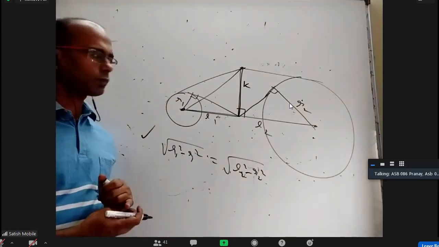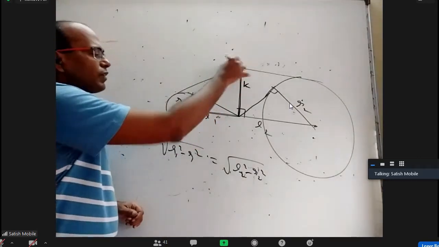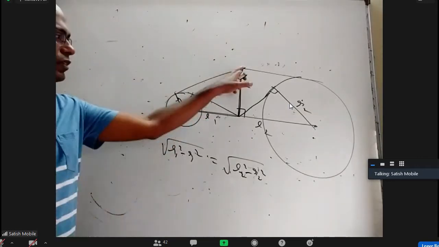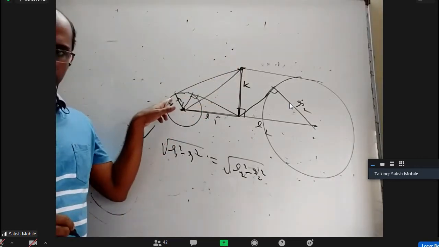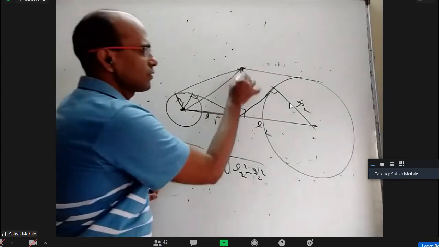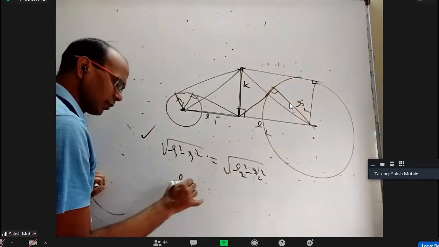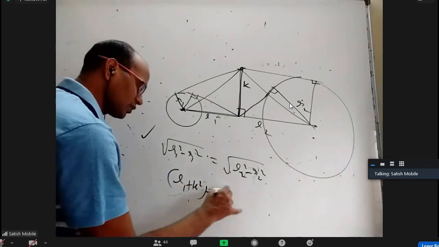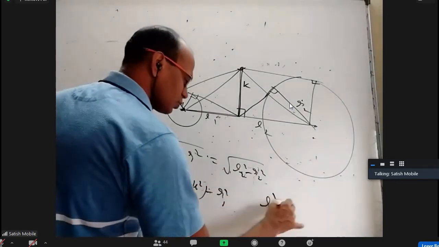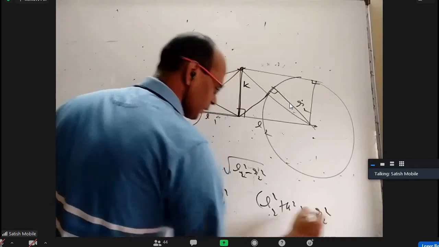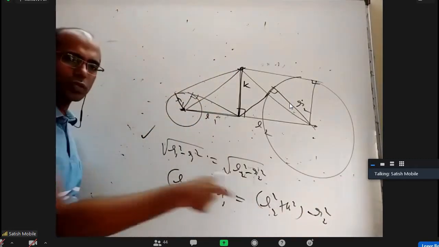L1 square, L1 square plus k. Now from that point, if I want the perpendicular distance, what will come? L1 square plus K square minus R1 square, and this is L1 square plus K square minus R2 square. If I take L1 square plus K square minus R1 square and L2 square plus K square minus R2 square, if these two are equal, can I say these two are also equal?